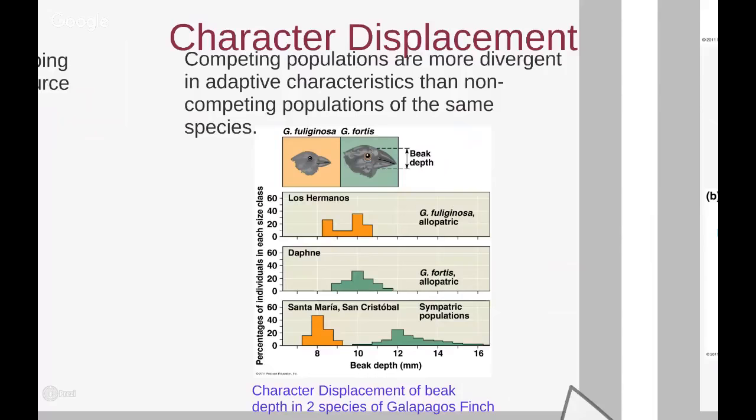Then you have character displacement, where competing populations are more divergent in adaptive characteristics than non-competing populations of the same species. So these two different finches on separate islands by themselves will have very similar beak depths, which would probably mean they eat very similar food. But when they are found on the same island, through years of evolutionary competition, they have diverged away from each other in the characteristics of their beaks. So you see character displacement: the beak depth of these two species of finch is very different on that one island in which they coexist. Again, this is to prevent competition and overlapping niches, to allow for survival and use of resources. A good example of character displacement is a great example of evolution.